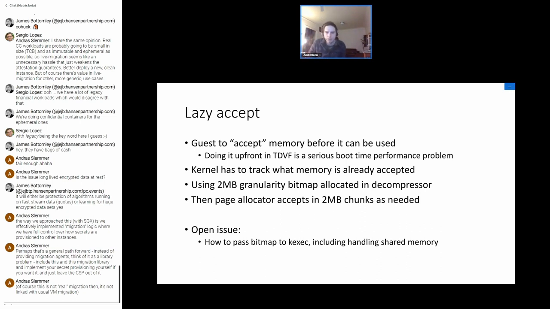Actually, there's an open issue right now that still needs to be figured out: how to pass the bitmap to KEXEC. The problem is that shared memory needs different handling. Right now our bitmap is only at 2 megabyte granularity, but the shared memory is not necessarily aligned to 2 megabytes. It can be in 4K chunks. So we probably need some other mechanism to tell the next kernel, if we do KEXEC, about the shared memory.